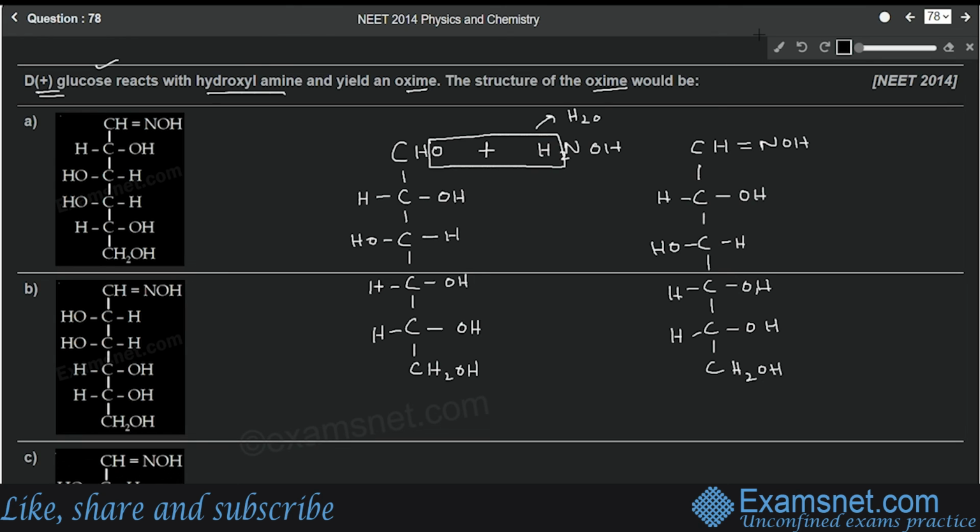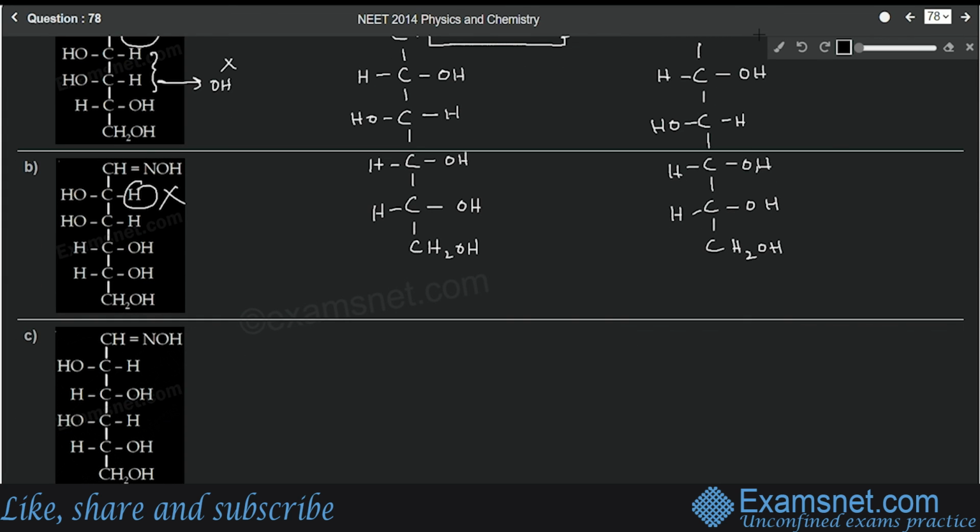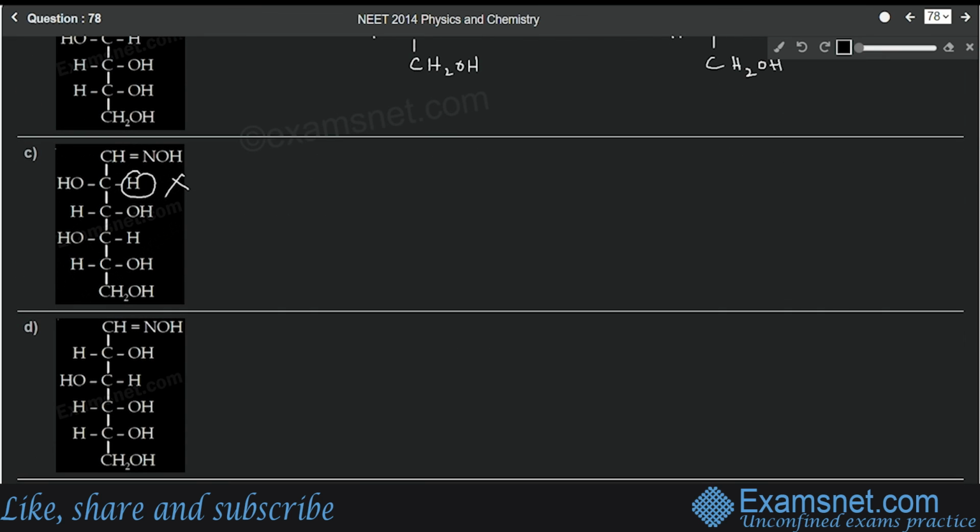So let's see, in the first option we have OH on the right side, this is correct, but in the second and third carbons we have hydrogen on the right-hand side, but here OH should be on the right side, so this is incorrect. Then in the second option we have hydrogen on the right-hand side, so this is incorrect. Then in the third one we have hydrogen on the right side, so this is also incorrect. And in the last option we have OH on the right side, then hydrogen, then OH and OH on the right side. So this is the correct structure, so option D will be the correct answer.